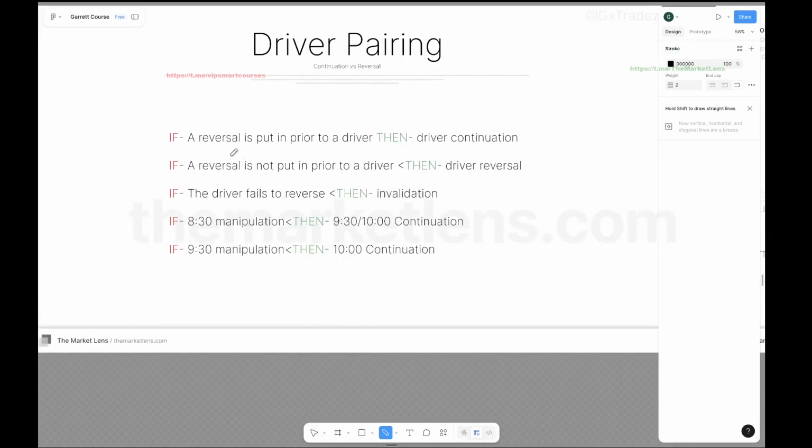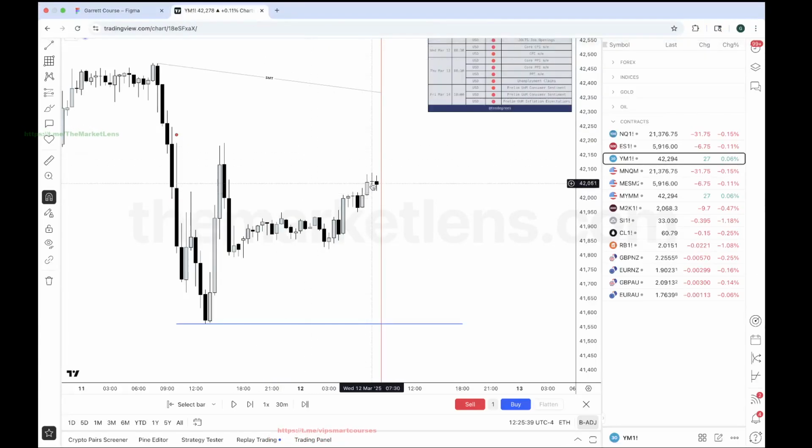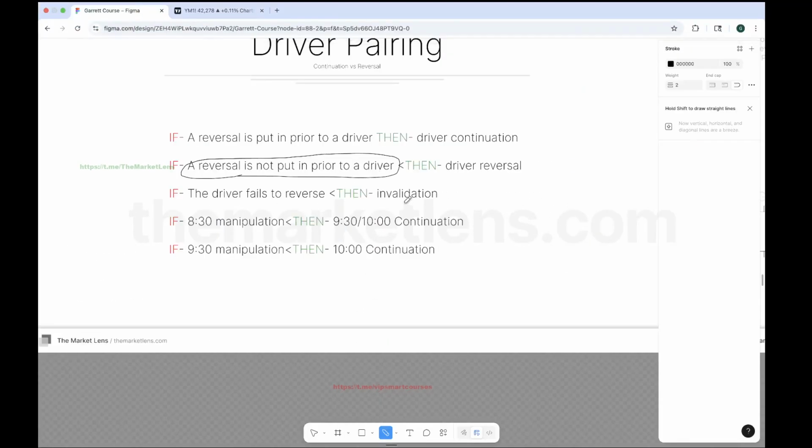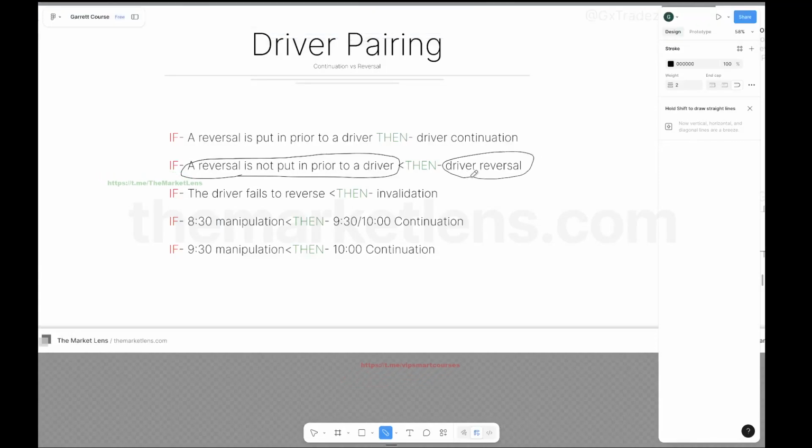If a reversal is not put in prior to a driver, right? So if we go over here, we don't have a reversal, right? We're just consolidating between this high and this low. Then I want the driver to go print the reversal.